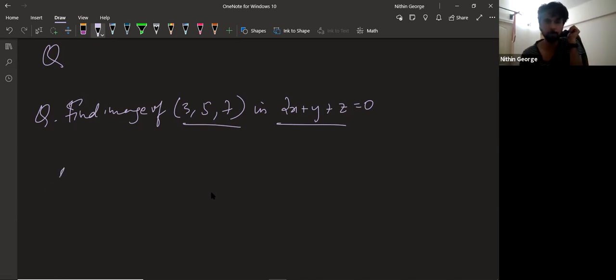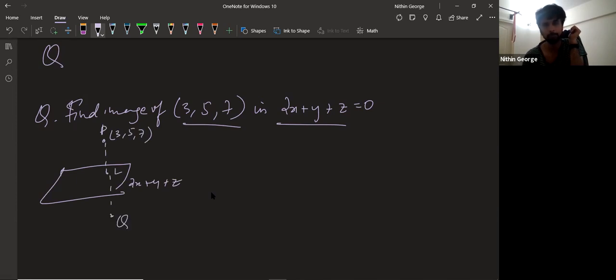Like if you are doubtful, just draw a figure. Okay, you have the plane 2x plus y plus z, and you have some point 3, 5, 7, whose image we need. Let's call this point P, let's call this point L, and let's call this point Q. Q is the point we need to find. L is the intermediate point we will use. And here we can say that the normal vector is along 2, 1, 1.